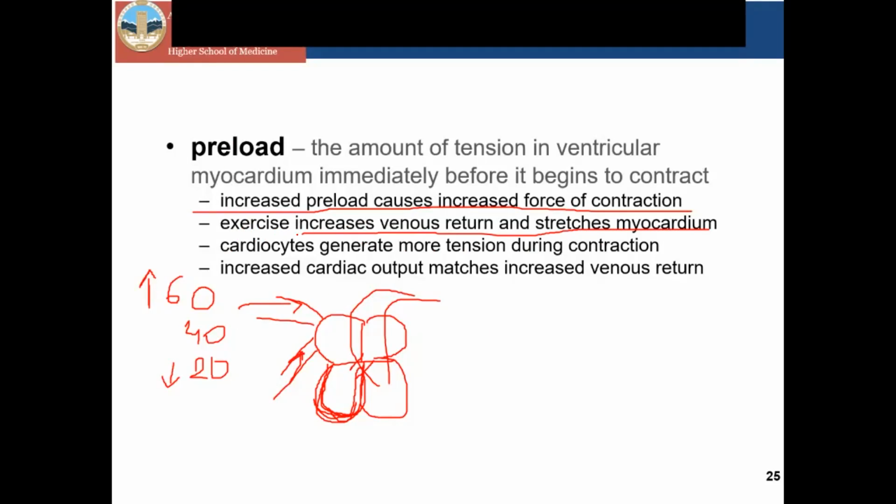And during exercise, we have more heartbeats and blood goes faster to the heart, for example because of the muscles in the legs. It's not understandable for you now, but after some lessons I will explain it again when we discuss venous return. Cardiocytes generate more tension during contraction, and cardiac output increases with increased venous return. It's not understandable, yes? Guys, do you understand? Teacher, it's not understandable.